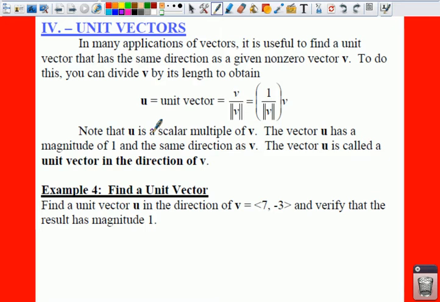Alright, fourth thing here, we got to go over the unit vectors. In many applications of vectors, it's useful to find a unit vector that has the same direction as a given non-zero vector v. Okay, in English, what does that mean? Well, in order to do this, you can divide v by its length. So we're going to find a unit vector u, and the way we find our unit vector u is to take our vector and divide by our magnitude.